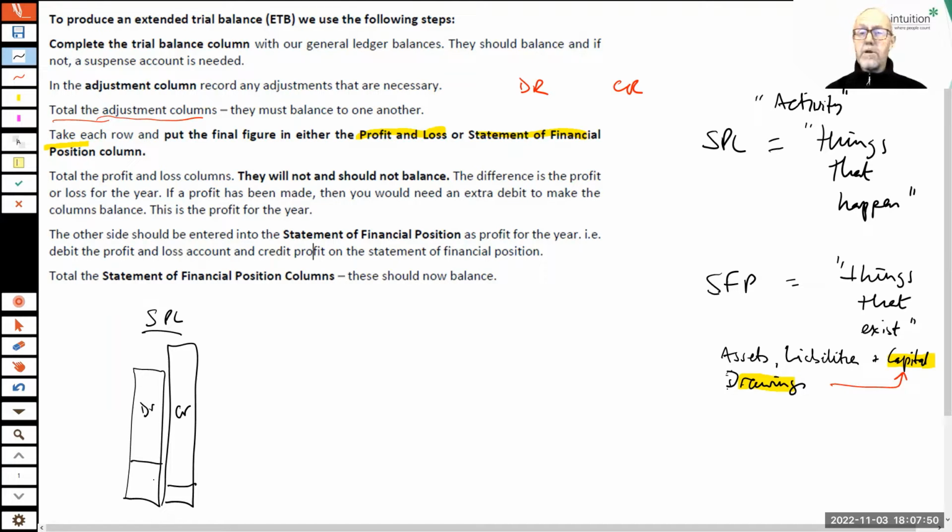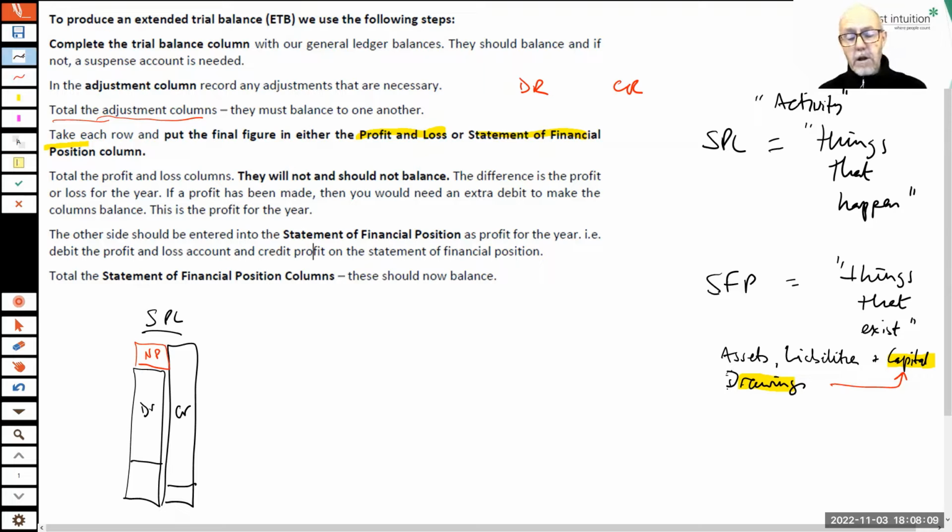And the credits must outweigh the debits because sales has to be bigger than everything else. If the money coming in isn't bigger than the money going out, we've made a loss. So sure enough, that amount that we're going to add in is going to be our profit.